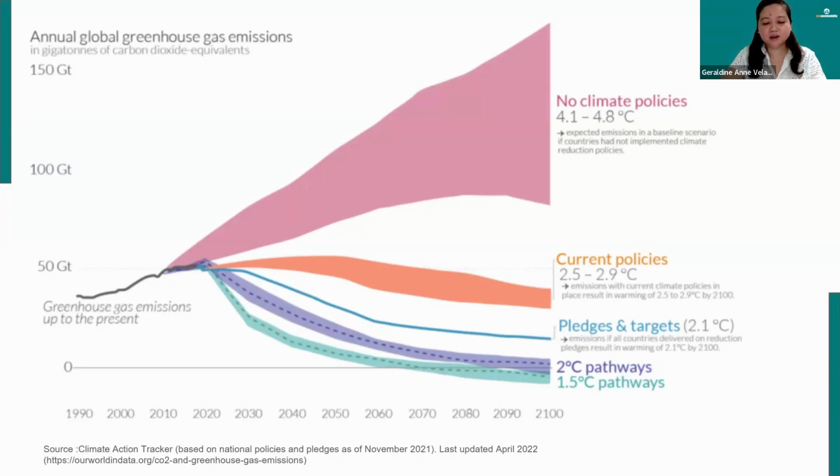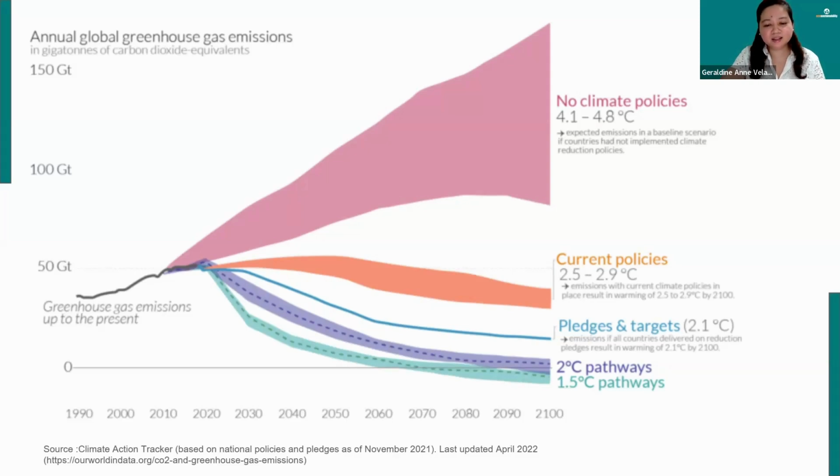The blue line, pledges and targets. If countries fully implement their announced commitments, including NDCs, net zero pledges, and methane reduction targets, as I mentioned a while ago, emissions would fall more steeply, limiting warming to around 2.1 degrees Celsius. This shows that ambition exists, but implementation remains insufficient.